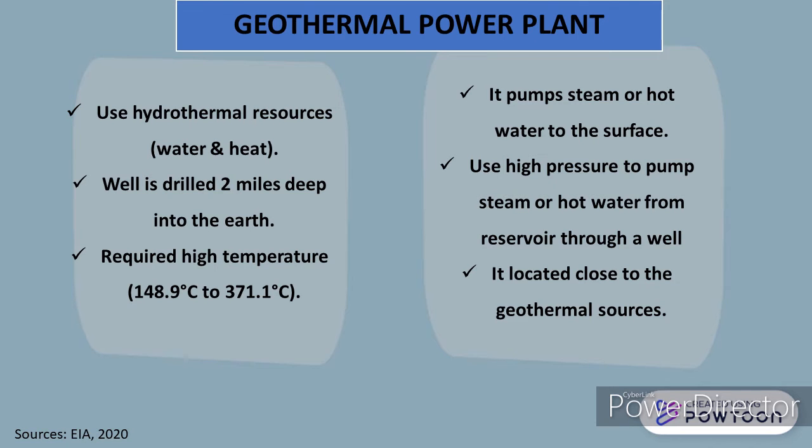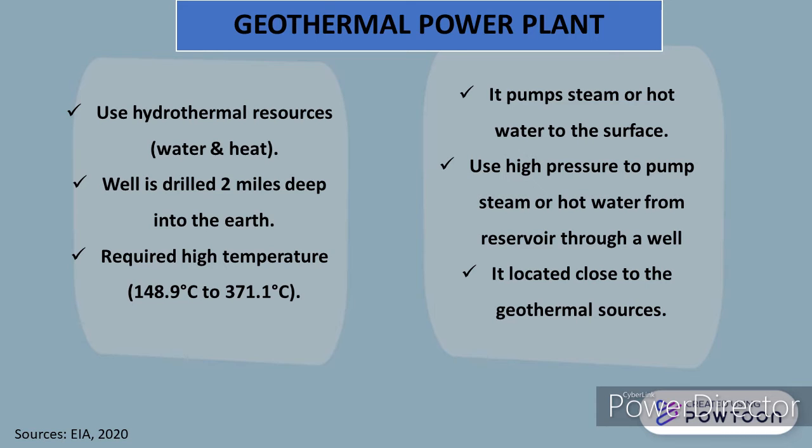Geothermal power plant. Geothermal power plants use hydrothermal resources that have both water and heat. Geothermal power plants require high temperatures, from 148.9 degrees Celsius to 371.1 degrees Celsius. Hydrothermal resources then come from either dry steam wells or from hot water wells.